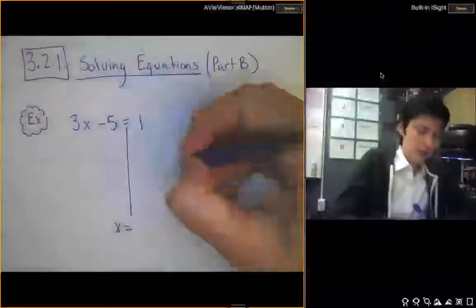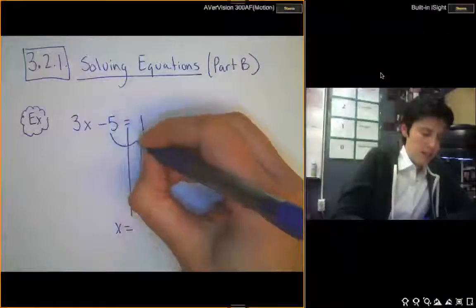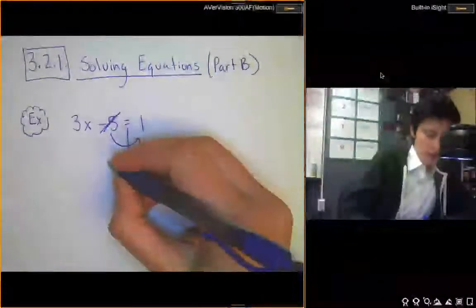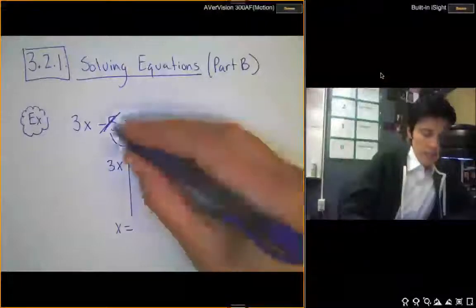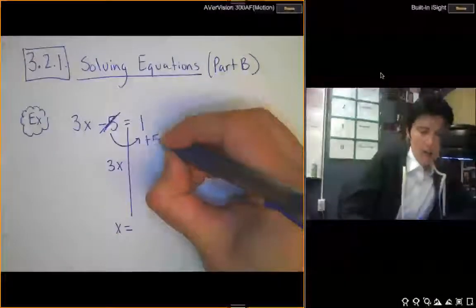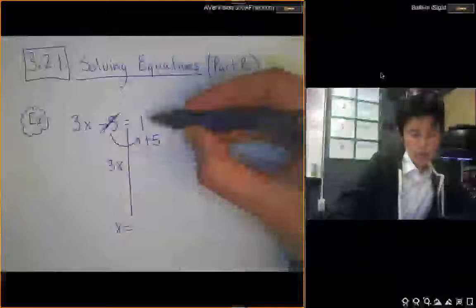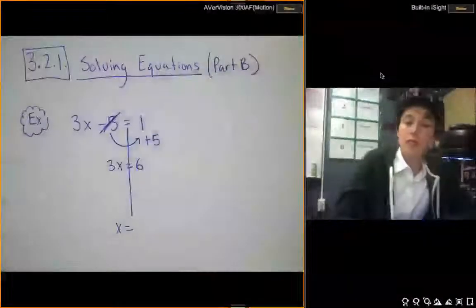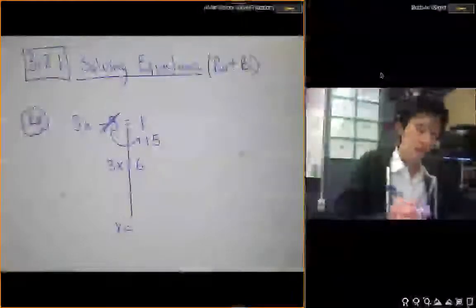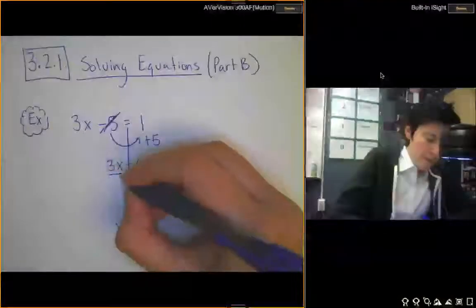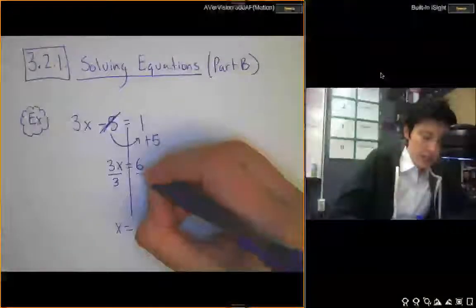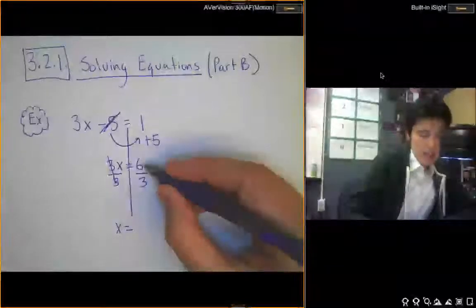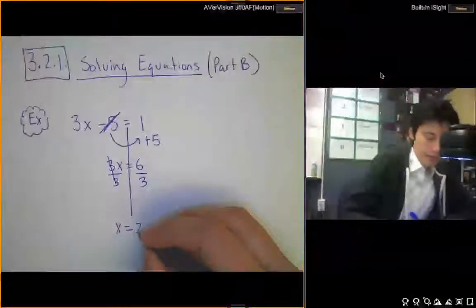So I'm going to look at this problem and flip the minus 5 over. The minus 5 flips over, it's gone, so that you just have 3 x's. And the minus 5 turns into a positive 5. So thinking of it as unit tiles, you had 1 tile plus 5 tiles. Okay, that's 6 tiles. So 3 x's is equal to 6. And we're going to take those x's and divide them up into 3 groups. And we're going to divide the 6 into 3 groups so that we can solve for x. And 6 divided by 3 is 2.